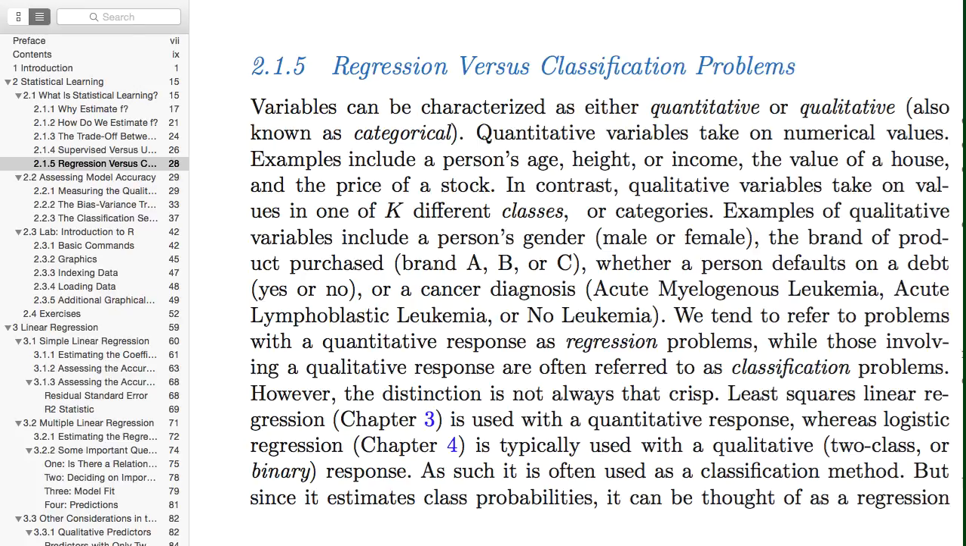So we have these two kinds of problems, and this is yet another bifurcation you have to think about when thinking about statistical learning problems. Is a particular problem a regression problem or a classification problem? It depends entirely on the nature of the output, the nature of the y values.